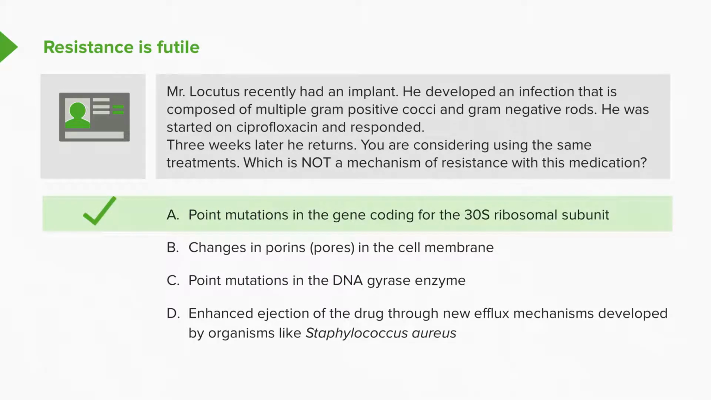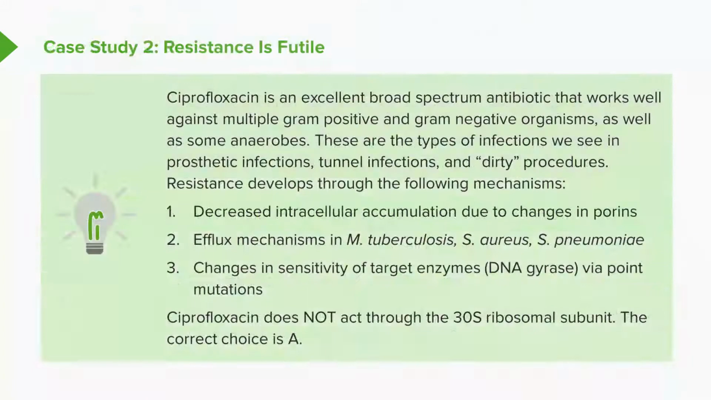You chose A, point mutations in the gene coding for the 30S ribosomal subunit. So Cipro is an excellent broad-spectrum antibiotic. It works well against a whole host of bacteria, as well as some anaerobes, both gram-positive, gram-negative, and anaerobes. These are the types of infections we see in prosthetic infections, tunnel infections, and dirty procedures, for example, an emergency treatment of a motor vehicle accident.